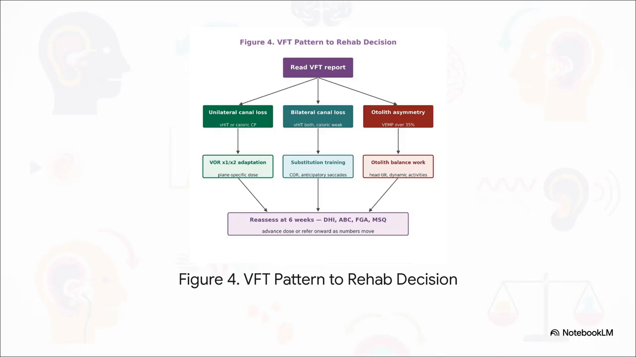This decision tree is a great visual for grounding that treatment pathway. Notice how the flow diverges? If you've got unilateral or bilateral canal loss, you head straight down the paths of VOR adaptation or substitution training. But if you see otolith asymmetry, it distinctly branches off into targeted otolith balance work, things like head tilt and dynamic activities. You always want to perfectly match the exercise to the specific structural deficit.